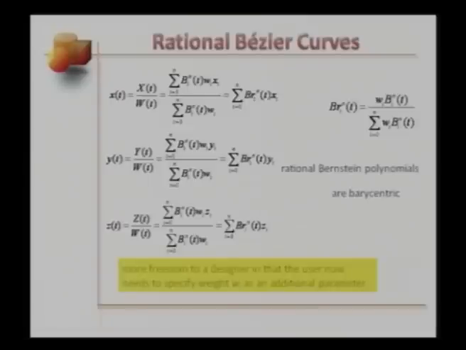As I said before, by additionally specifying the weights small wi, we give more freedom to a designer in that he or she can now choose these weights independently and as additional parameters. Let's take a look at the example and see how the change in weights would affect the change in the shape of a rational Bézier curve.